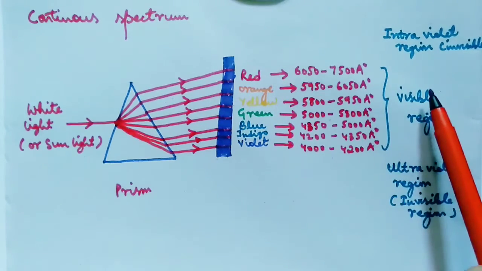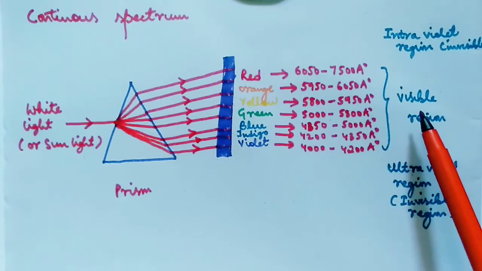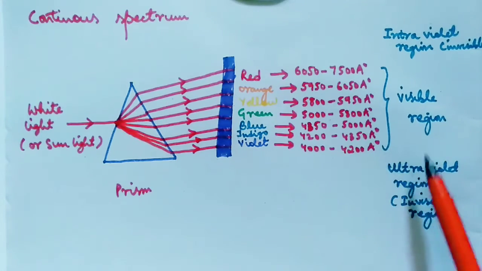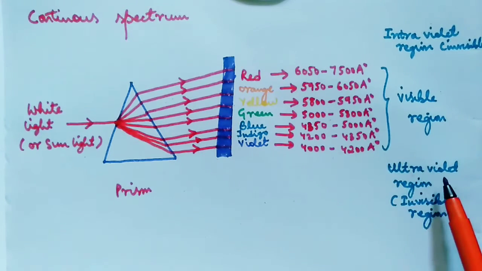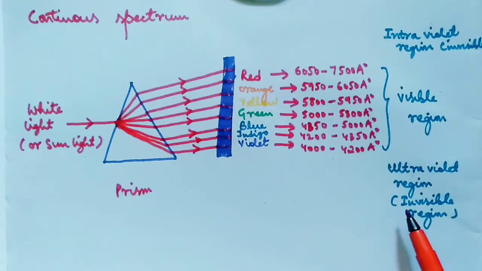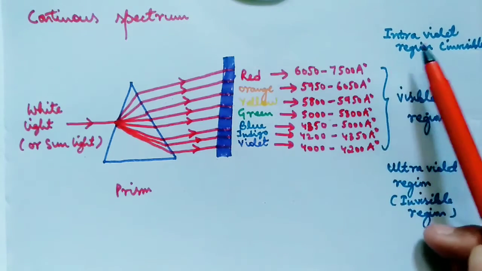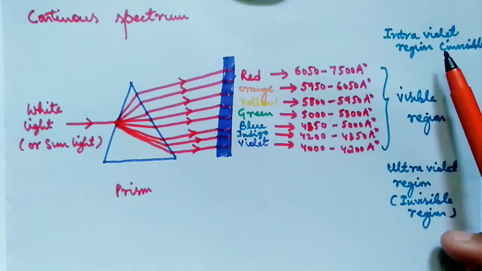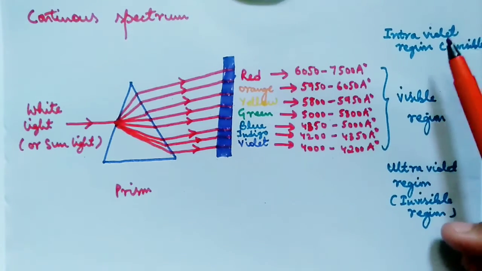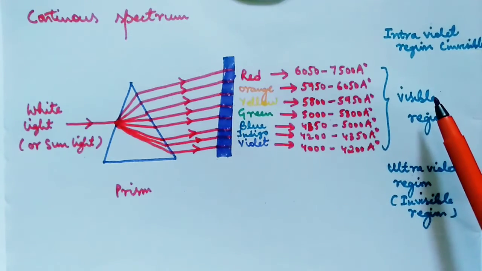This region is known as the visible region because it can be detected by the human eye. Whereas below the visible region we have the ultraviolet region, also known as the invisible region, and above it we have the infrared region, or the invisible region, because they cannot be detected by the human eye.